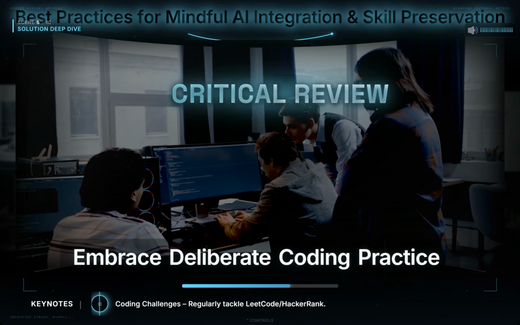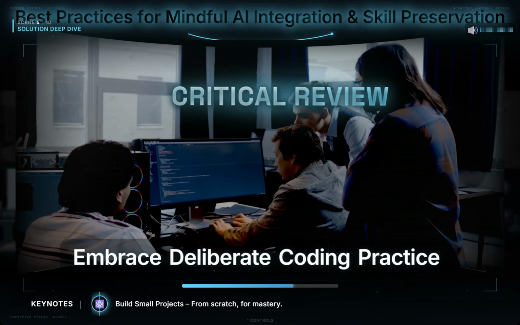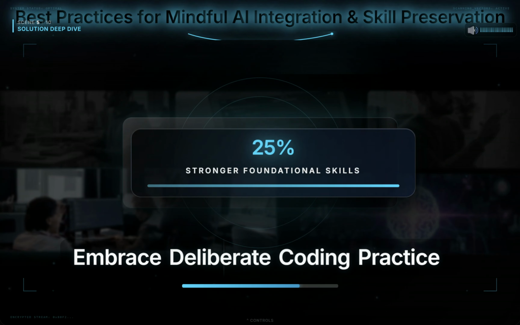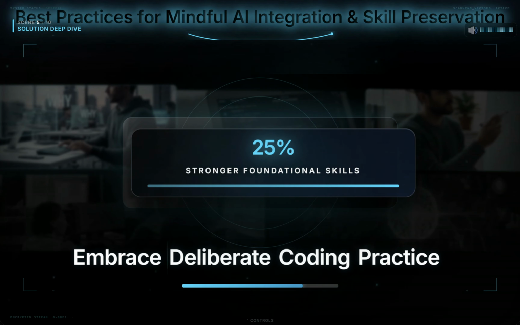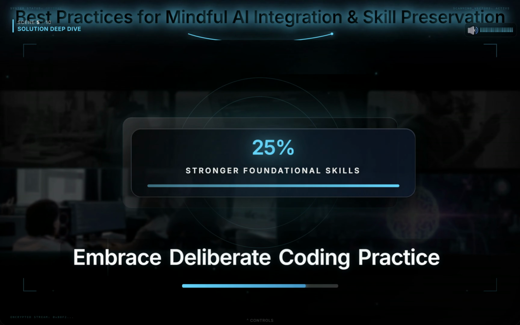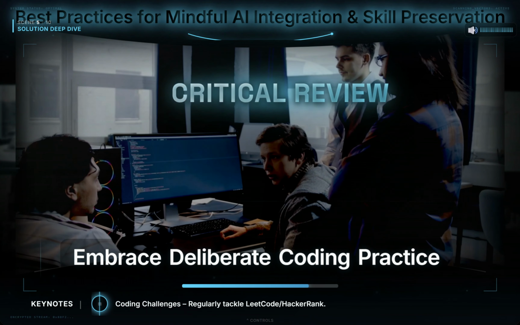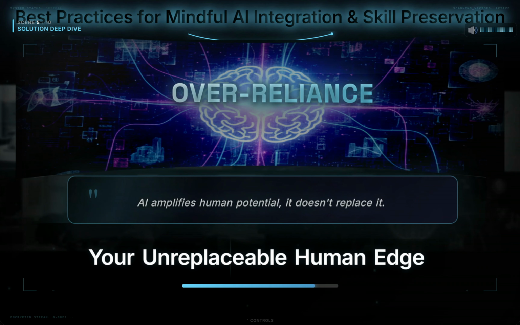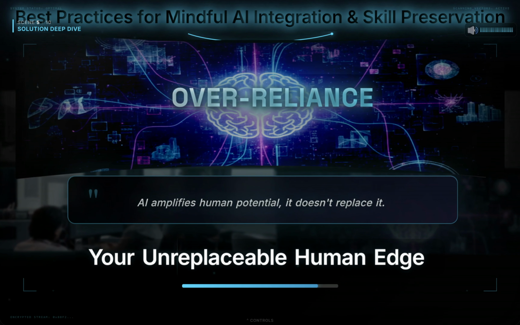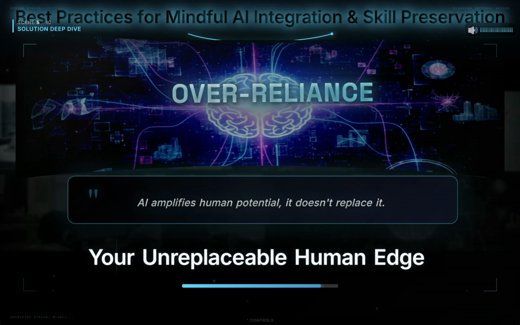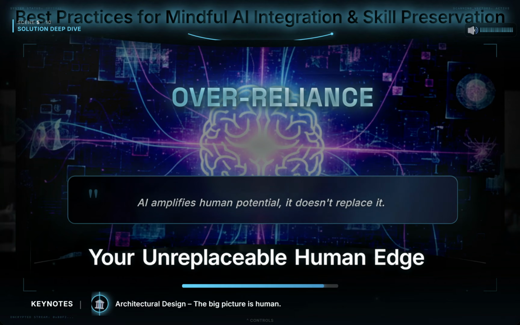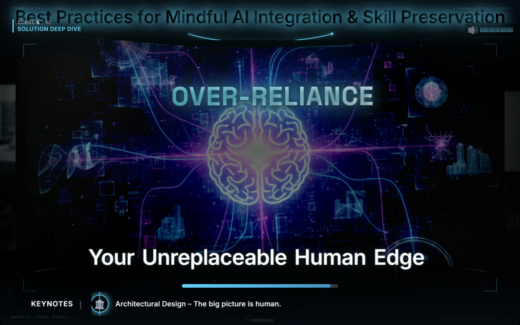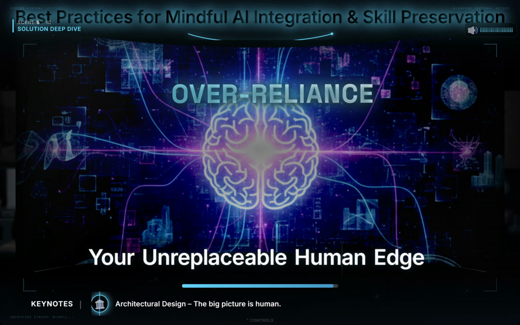This leads us to deliberate practice. To truly preserve and enhance your skills, you need to actively engage with coding challenges, build small projects from scratch, and refactor existing code manually, even when AI could do it faster. This isn't about shunning AI. It's about making your foundational skills so robust that AI becomes an accelerator, not a dependency. Your unique architectural thinking, complex problem-solving abilities, and ethical considerations are the human edge AI can't replicate. And understanding that distinction, that mindful integration, will be key as we next dive into the specific pros, cons, and trade-offs of when to use each tool.